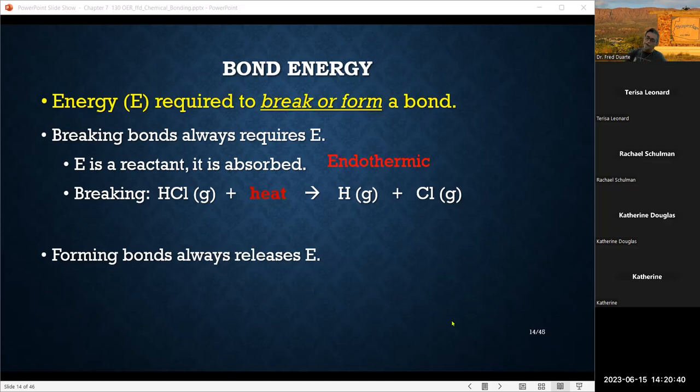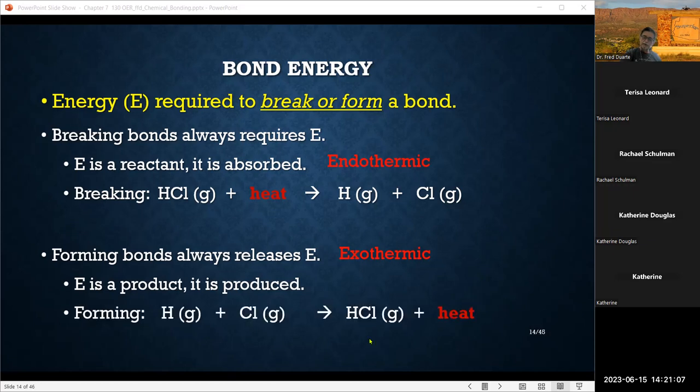When we form bonds, it releases energy. And we call that exothermic. So it gets warm. A good example here too, not only is there a cold pack, but there are hot packs you can buy. They have chemicals that you smash and it gets warm. Okay, it's an exothermic process, it gives off heat. So in this case, energy is a product. It is produced. So here, just the opposite of the reaction we just did, the hydrogen atom and the chlorine atom combine to form HCl, and then energy is given off.